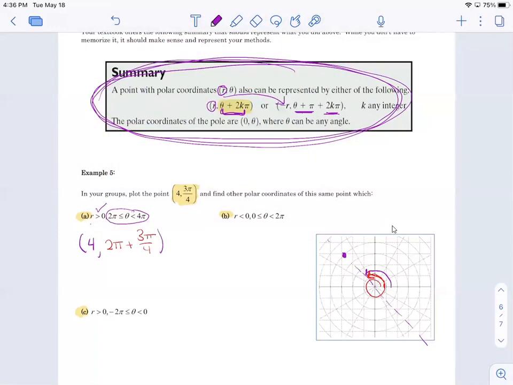You got to find a common denominator. So we end up getting 4 and 11 pi over 4. This meets this restriction. My r is positive, check, and my angle is between 2 pi and 4 pi.